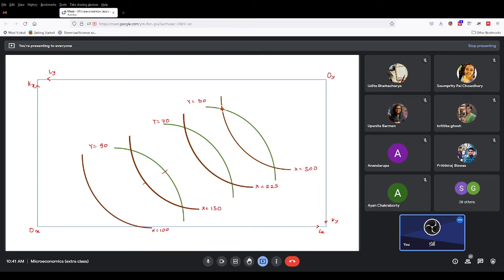Suppose I'm over here. Is it possible to increase the production of X keeping Y at the output level of 50? So Y is 50. Can we increase X from 300 to a higher output level? Yes, sir.